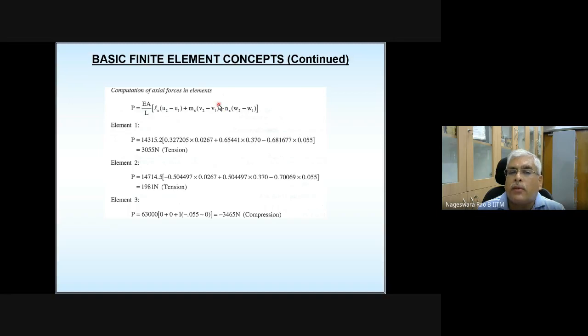Here directly axial force computation is shown. If you divide whatever value you get here with the area of cross section, you are going to get stress. Or if you divide this value here with EA, you are going to get strain. You can just cross check what is that value.